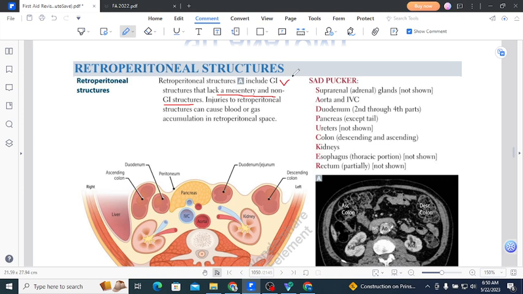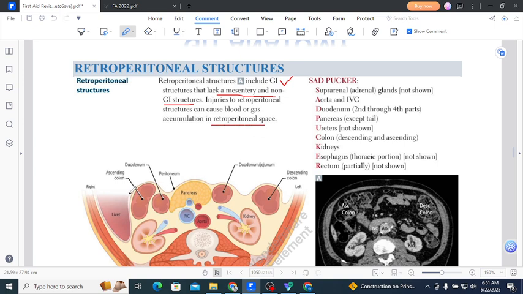So these are the GI structures without a mesentery and other non-GI structures. They are included in the retroperitoneal structure. There is a list of them. We'll see them. Injuries to the retroperitoneal structure can cause blood or gas accumulation in the retroperitoneal space.